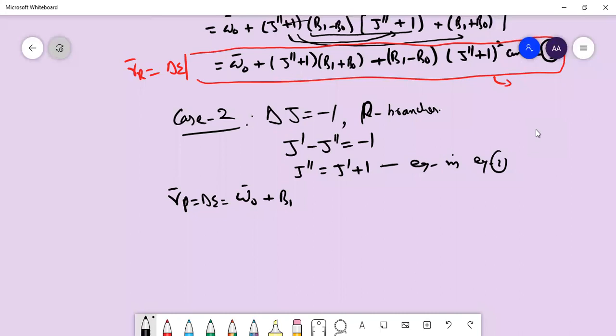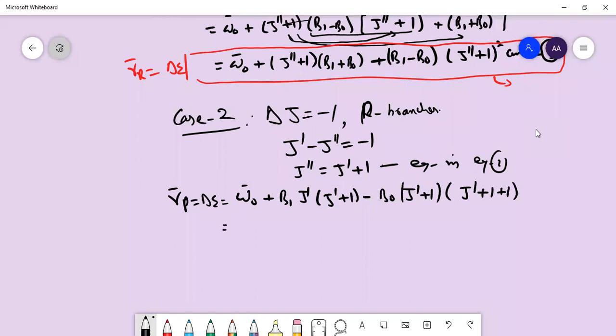B1 J dash plus 1 minus B naught. So in place of J double dash, I will write J dash plus 1. And again, in the bracket, I have J double dash plus 1, so I will write J dash plus 1 plus 1. That is J dash plus 2.